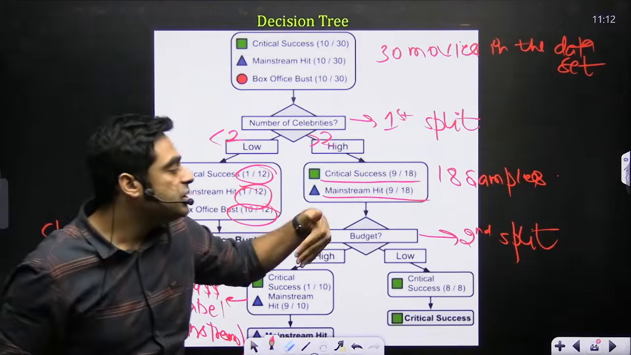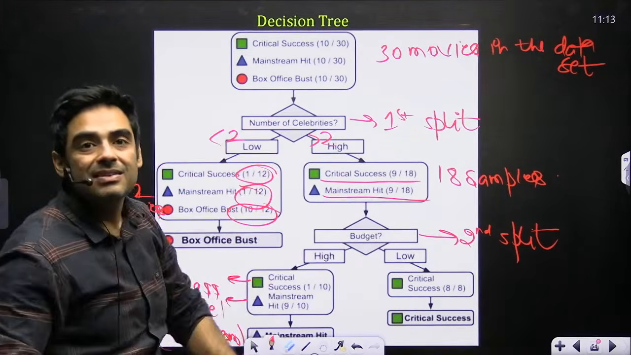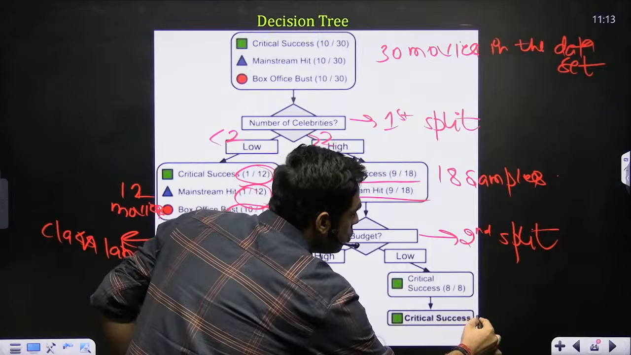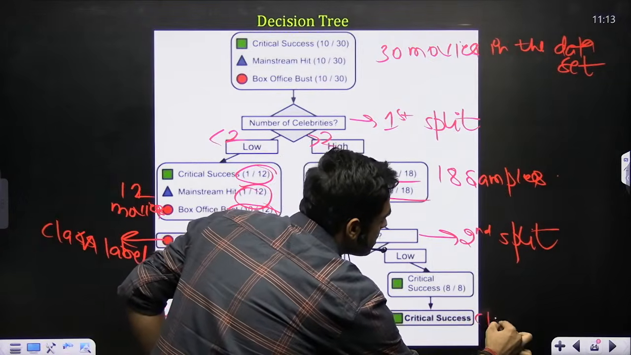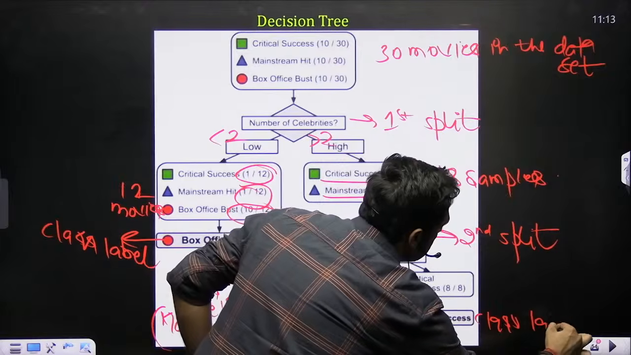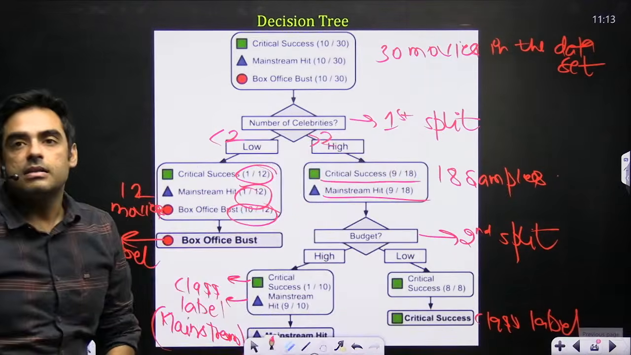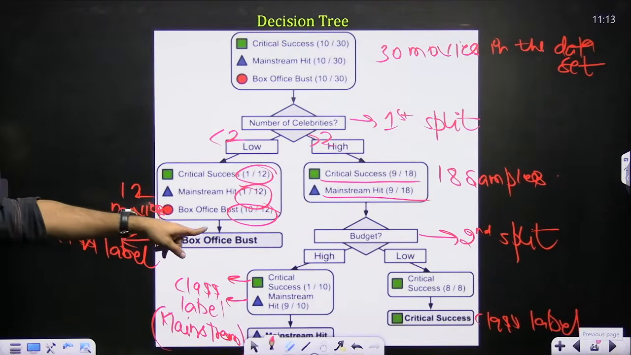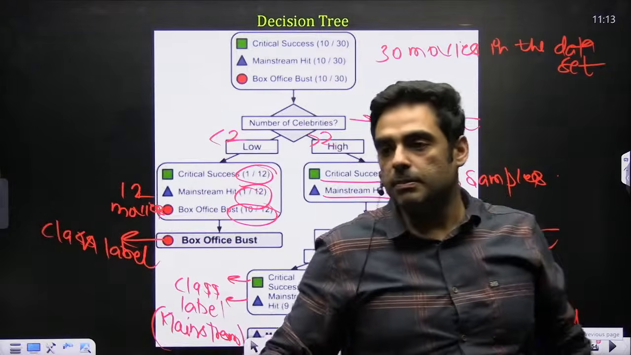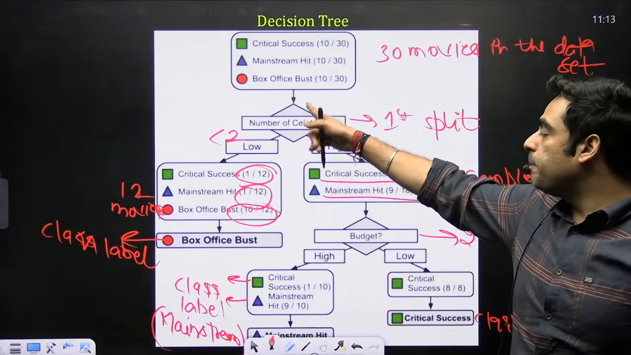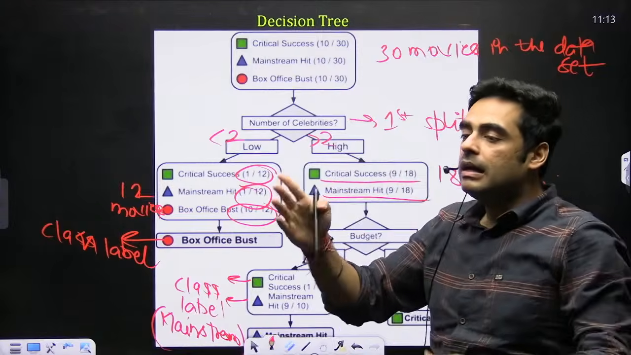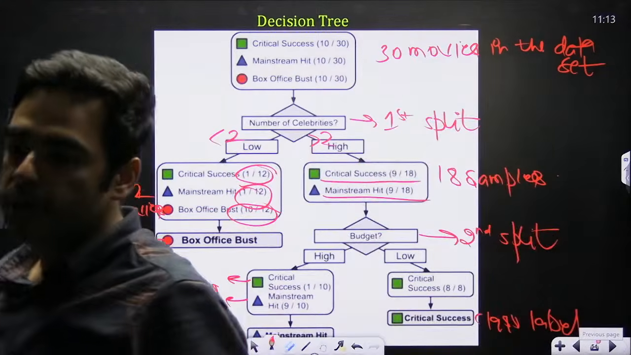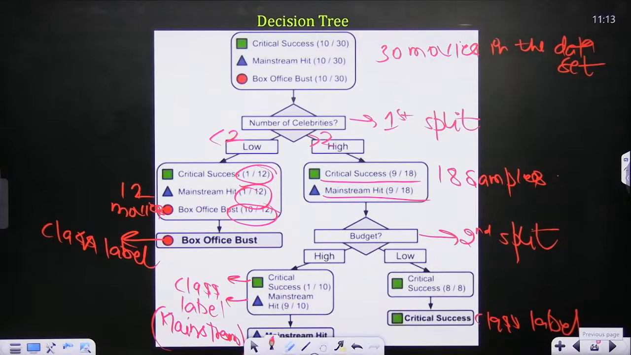And if the budget is low, I again reached a class label, that is critical success. So this is the basic funda of partitioning or splitting the data against any feature. I hope this concept is clear to you. You must have understood a little bit.